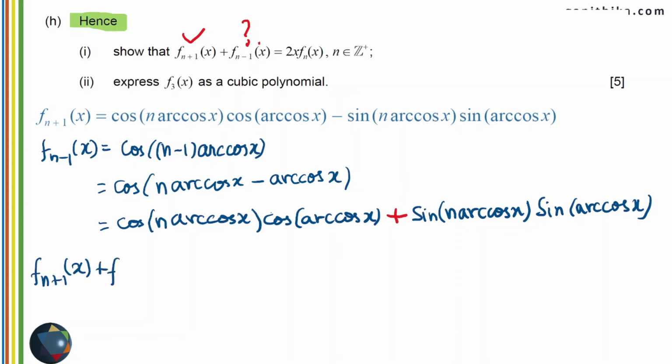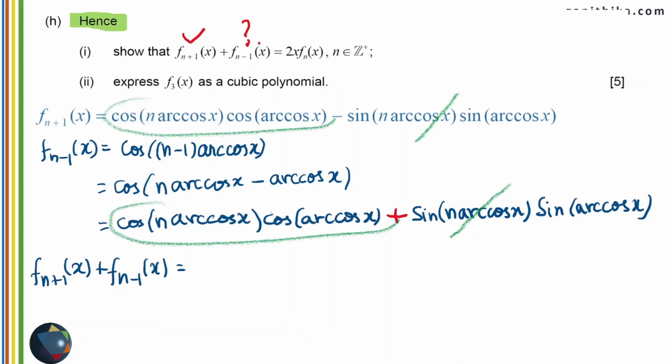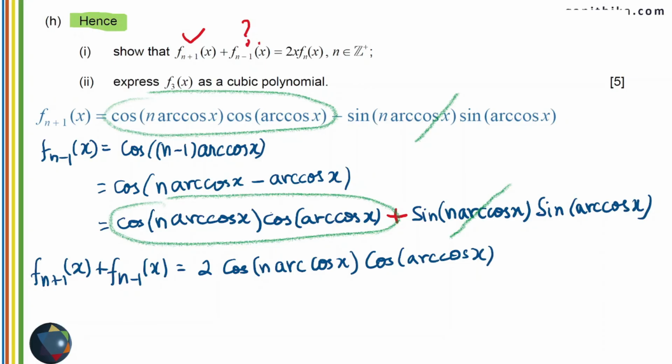So when you add these two functions, you are going to cancel these two terms because they are of opposite signs. And you will be adding these two together to give you 2 cos n r cos x times cos of r cos x. But go back and look at the equation. This is not what you want. You want 2x Fn of x. So you have the 2 there, that's fine. But what is cos n r cos x? This is Fn of x by definition.